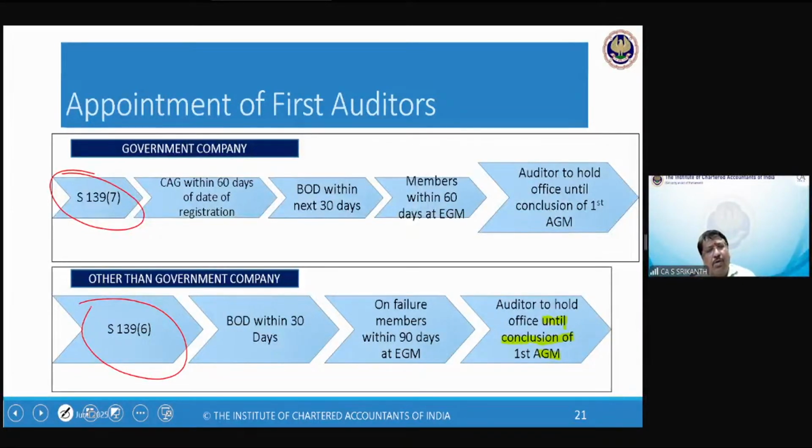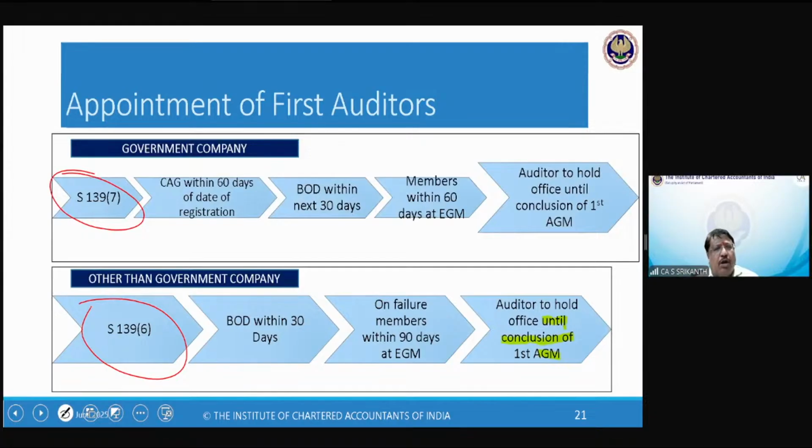Okay. So as far as companies other than government companies are concerned, within 30 days you have to hold the board meeting. 30 days is a very important date. From the date of incorporation, within 30 days, many things have to be done. You have to get the certificate of commencement of business. You have to inform the registered office. You have to appoint the first auditor. So the 30 days is a very crucial time for a company other than a government company.